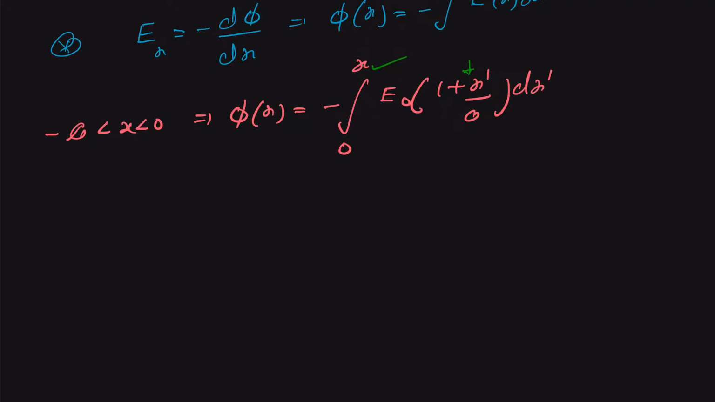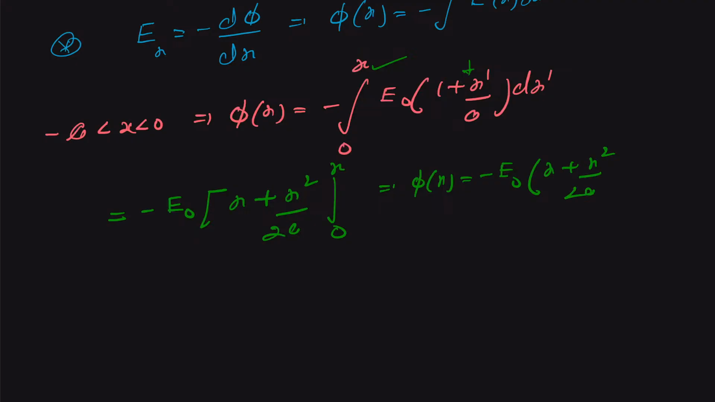And so from here we get this as our minus E naught x plus x square upon 2a and 0 to x. Therefore we get that value of flux is our, sorry, not flux but potential is equal to our E naught x plus x square upon 2a.